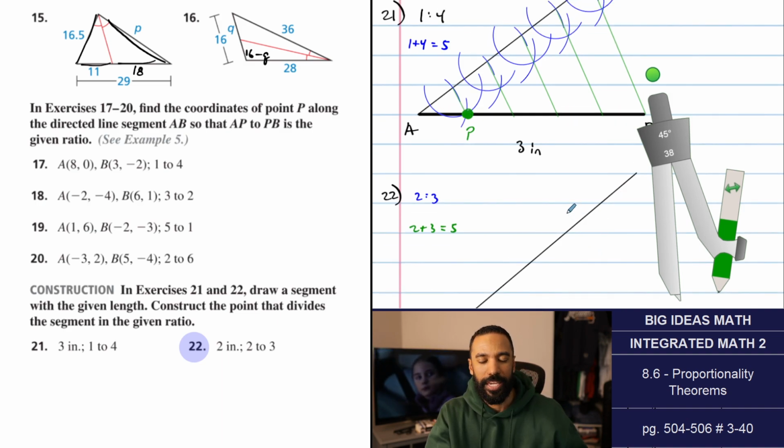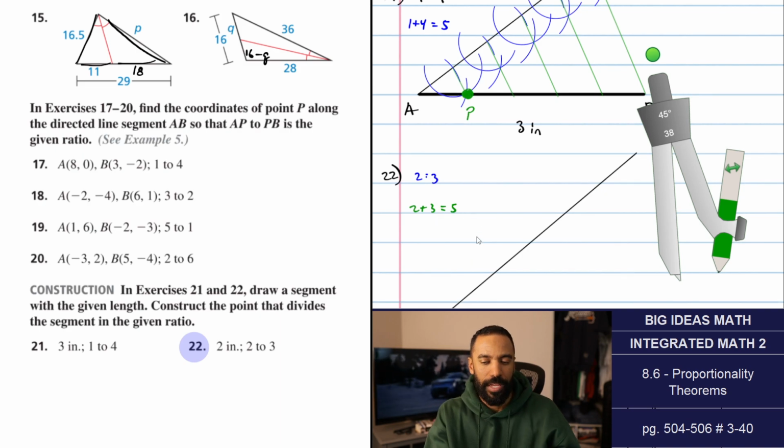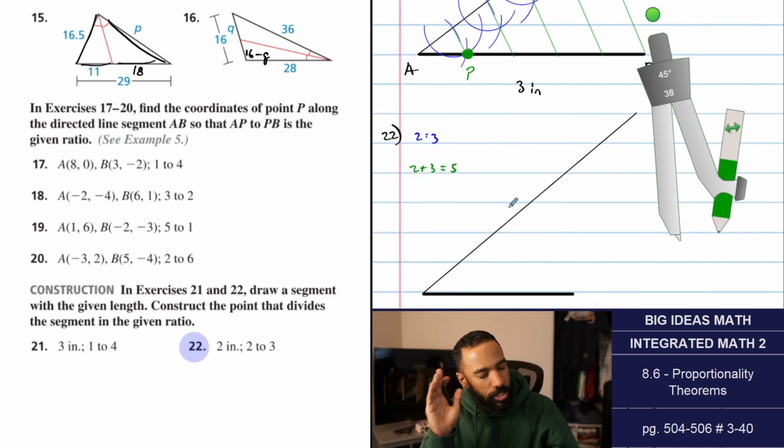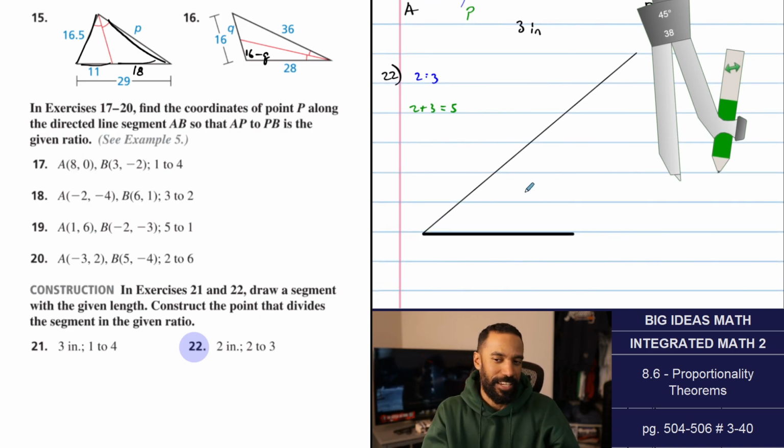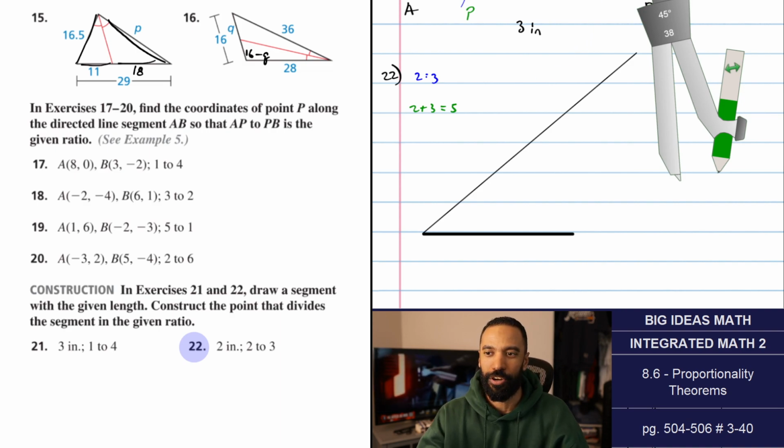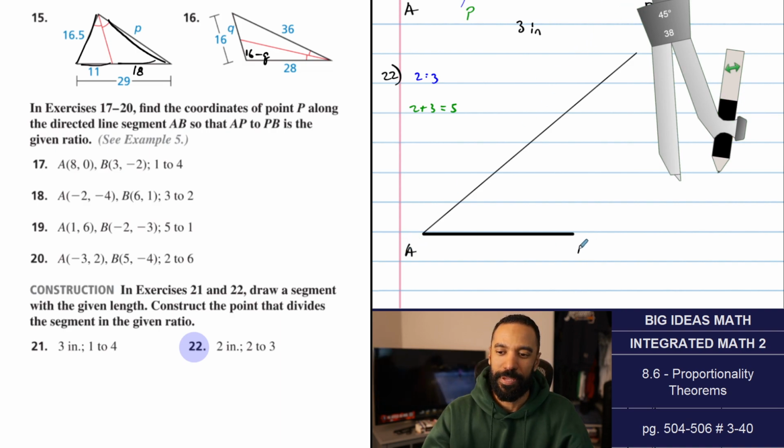And what we're going to do here is 2 to 3 is 5. 2/5 of 2 inches is 0.8 inches, basically, and that's how far off we're going to go from this thing here. So from our A to B, this is 2 inches here.